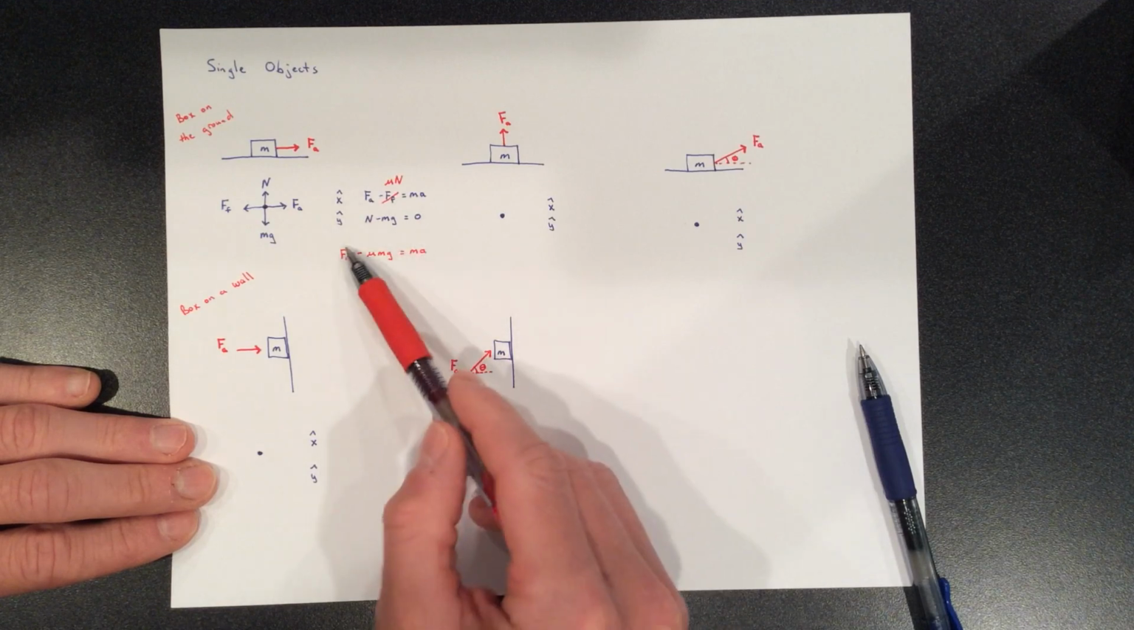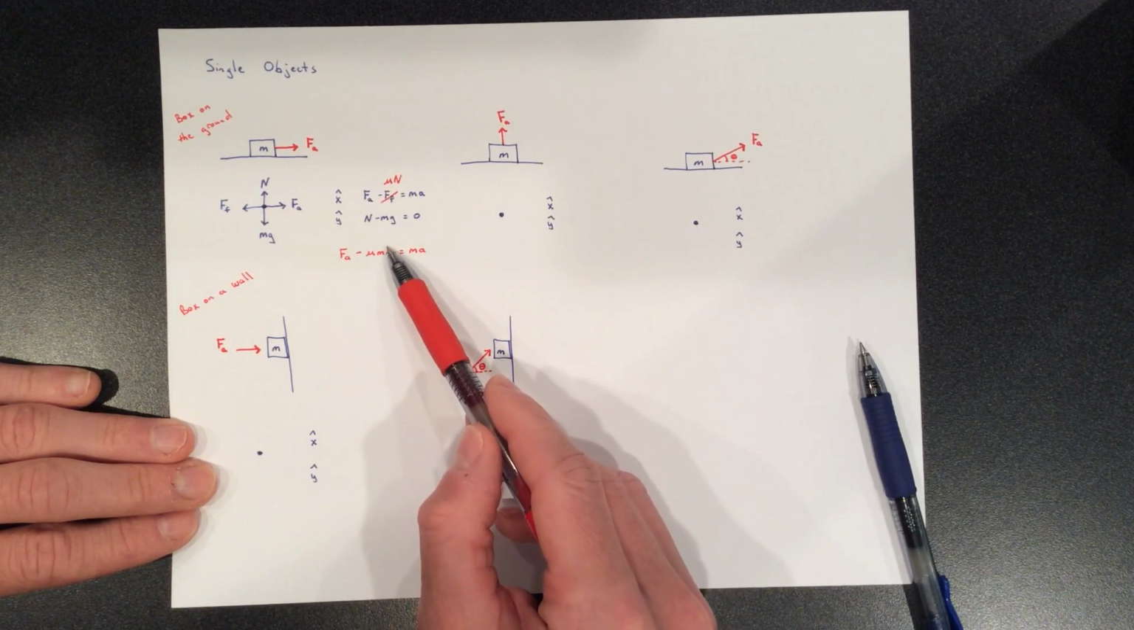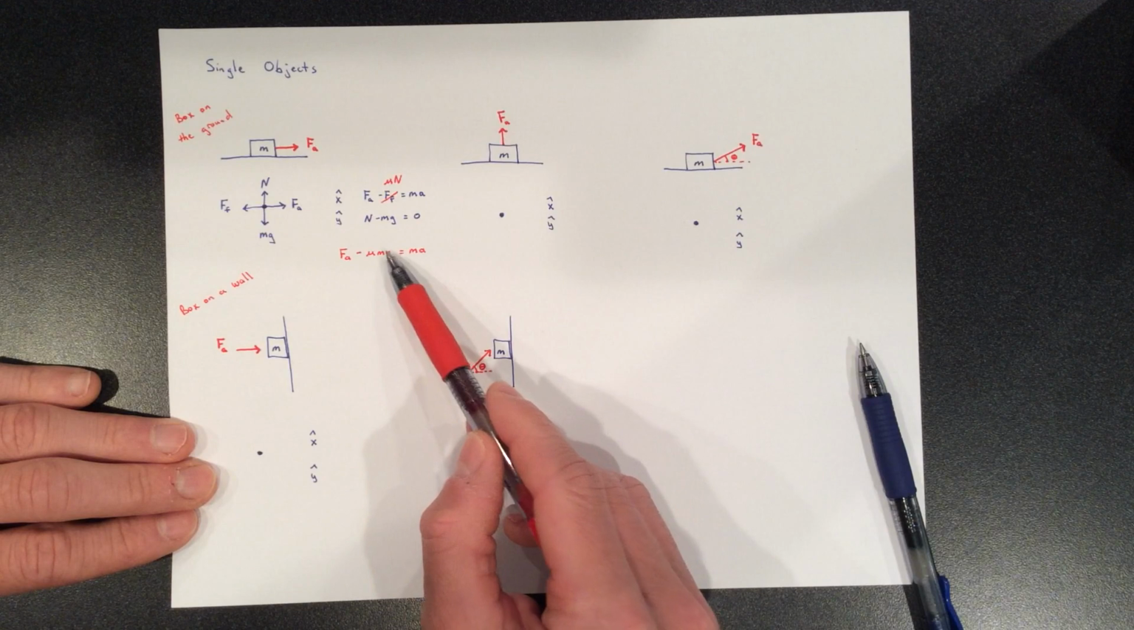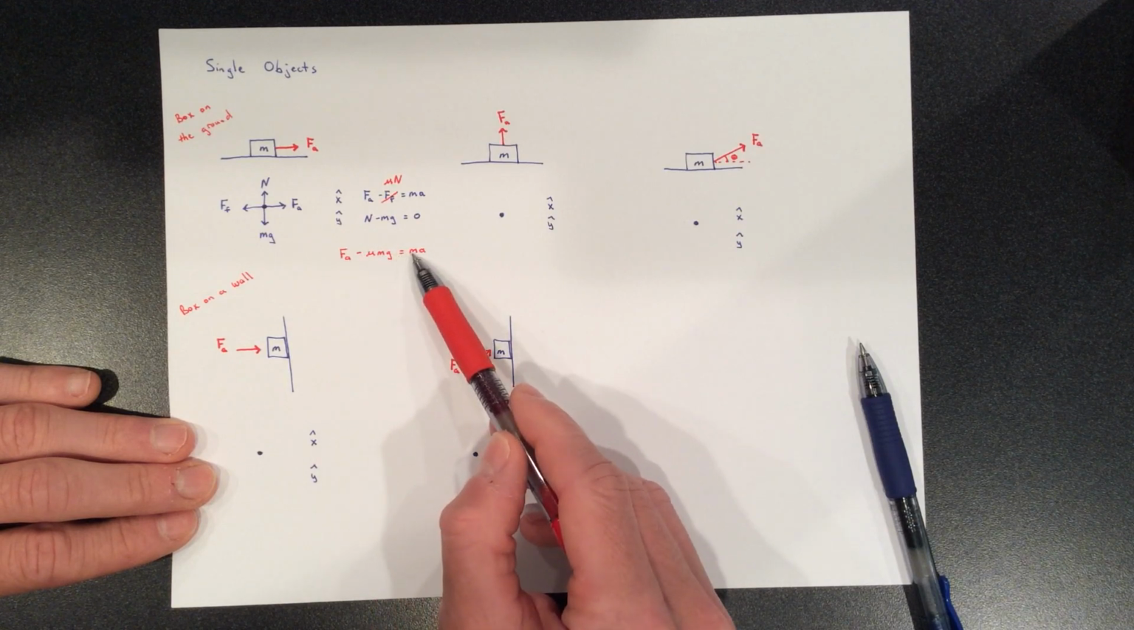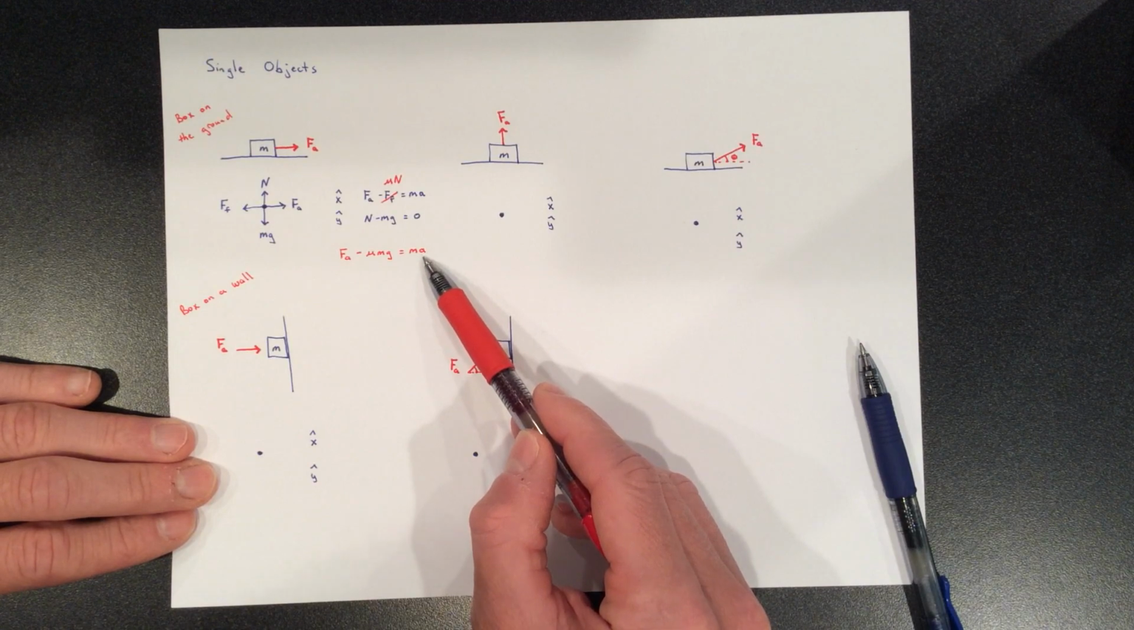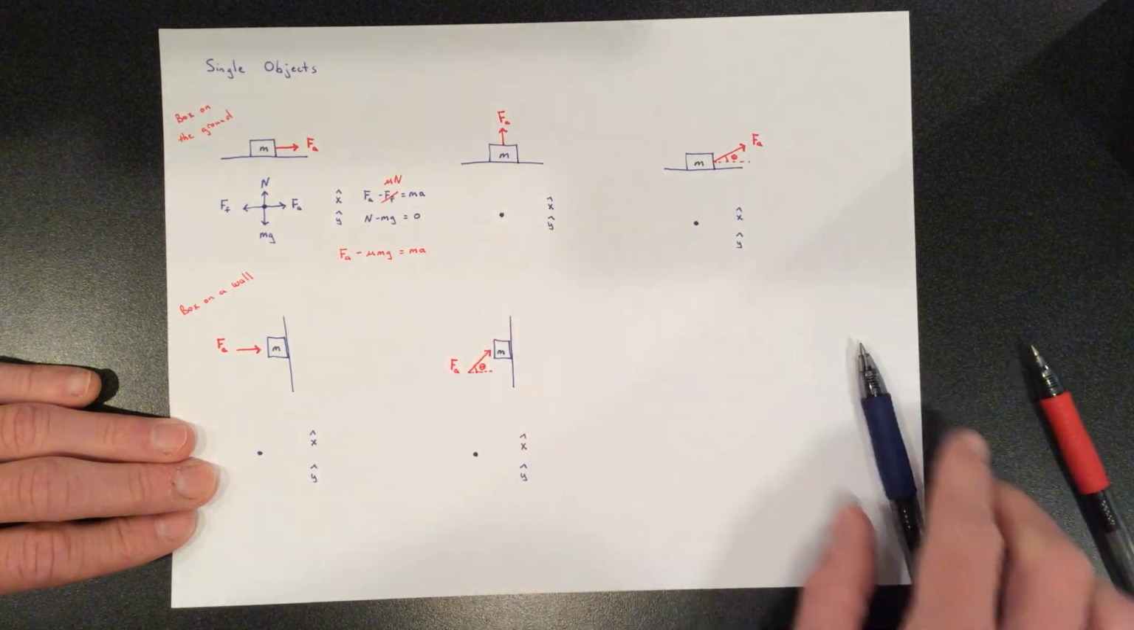Okay, and what it says is that the applied force is bigger than the frictional force. That net force will cause the mass, which is how we quantify inertia, to experience an acceleration. Okay, all right, let's do the next one.